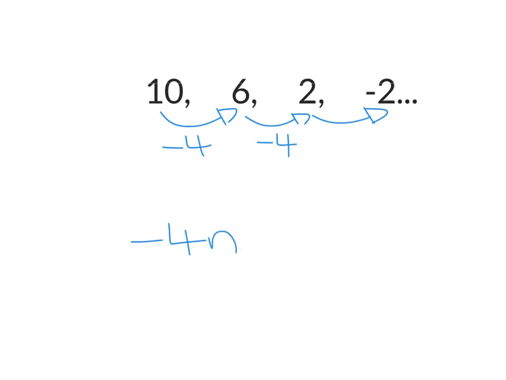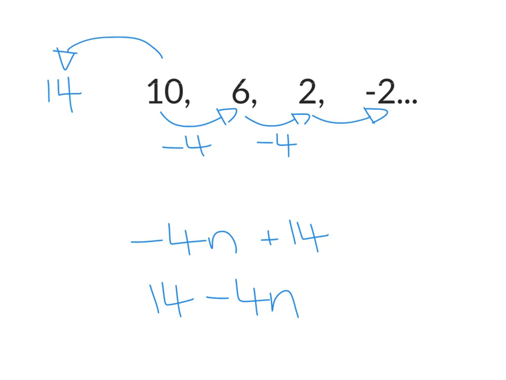And if I were to go back a step, that's going to bring me to the number 14. So it's minus 4n plus 14. If you don't like it starting with a minus number, you can swap them round and say 14 minus 4n. It doesn't matter, it's the same thing.